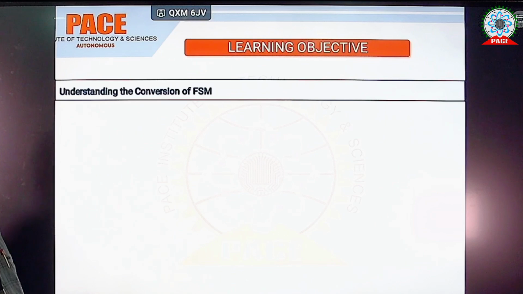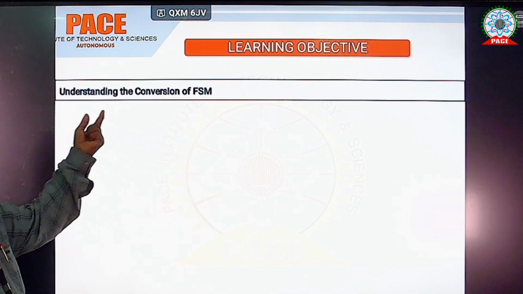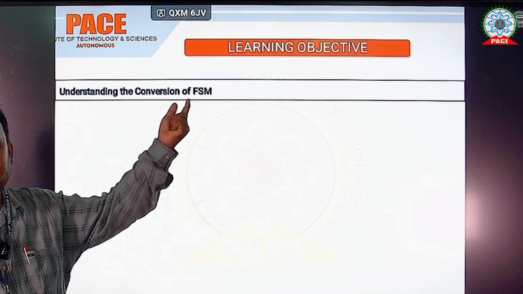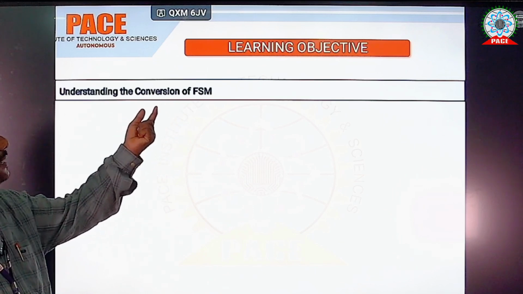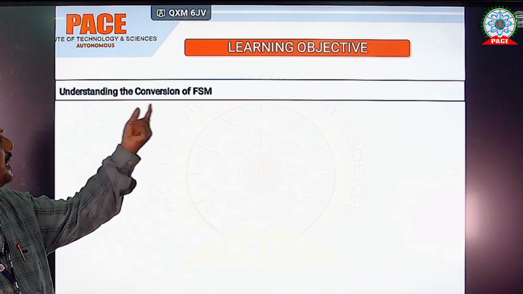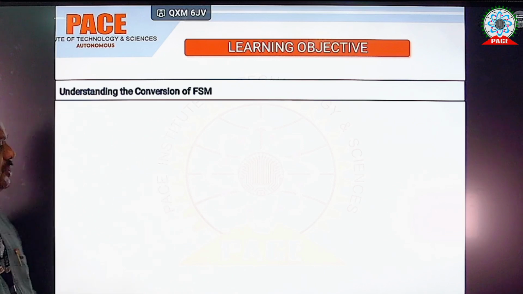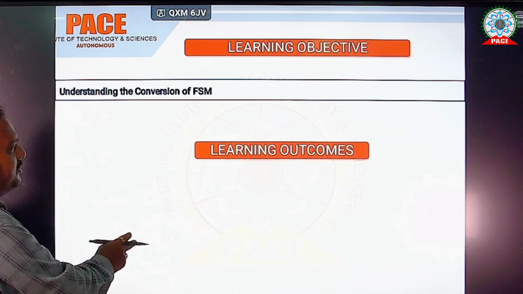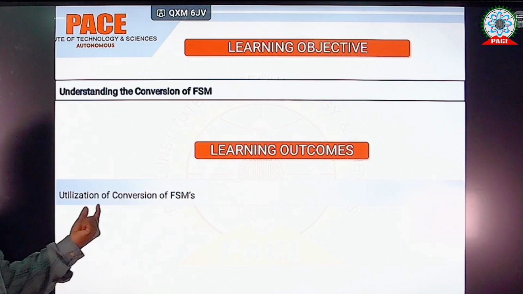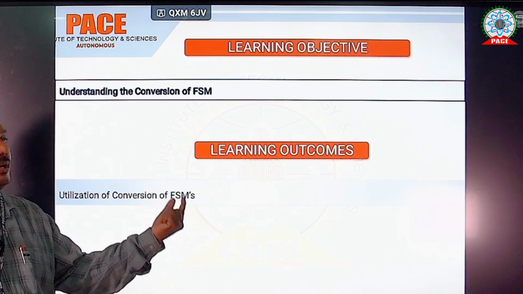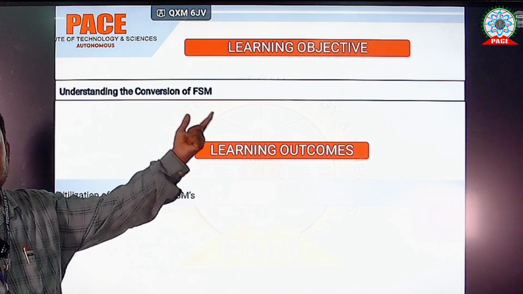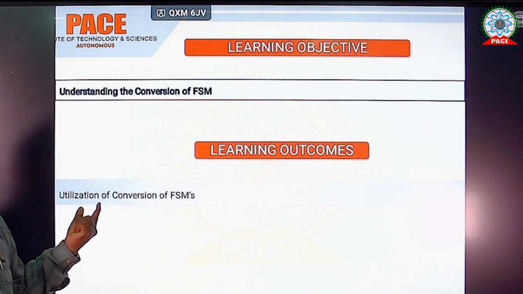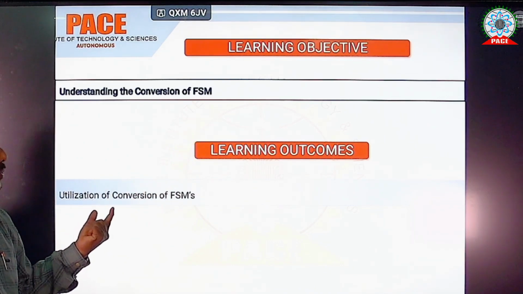Today we are learning about understanding the conversion of finite state machines. It tells what finite machines there are, and how to convert one machine to another machine. If you learn that, these are the outcomes: the utilization of the conversion of finite state machines. If you are converting one state machine to another state machine, we particularly have to learn what utilizations are there.